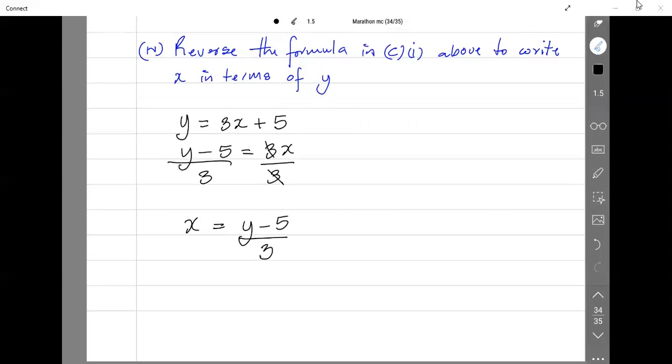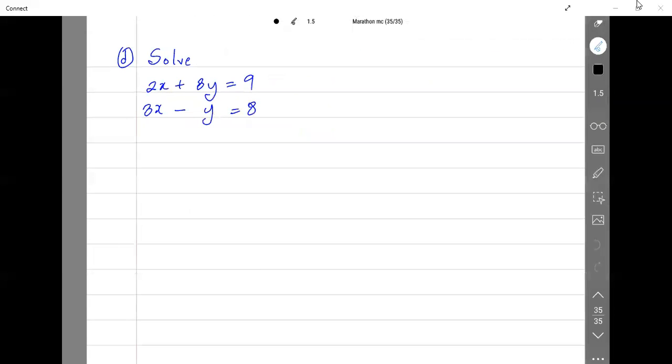All right, and the last part of the question asks us to solve. I'm going to use the method of elimination. I'm going to eliminate y. To eliminate y, the number in front of y must be the same in both equations. If they're not the same, I'm going to multiply equation 1 by the number in front of y in equation 2. And I'm going to multiply equation 2 by the number in front of y in equation 1.